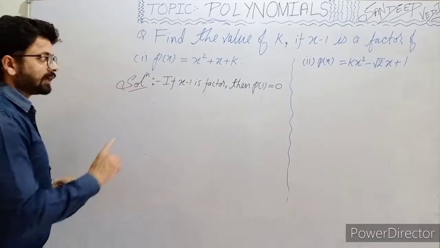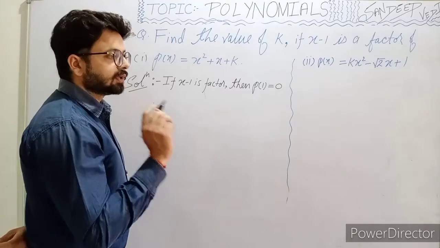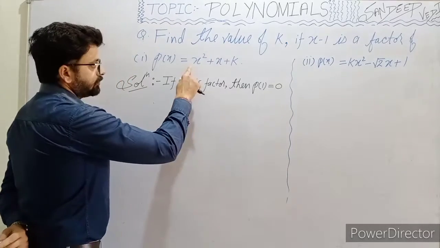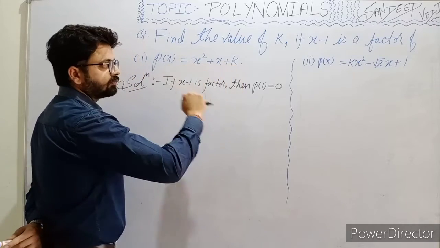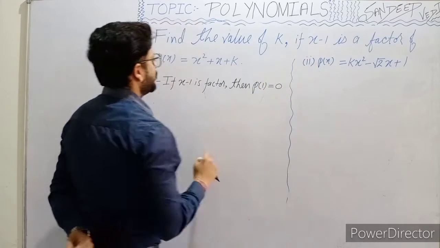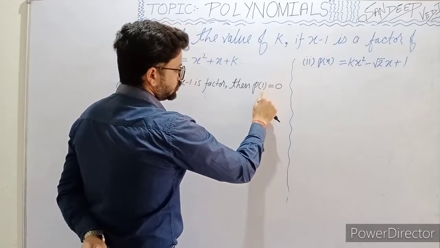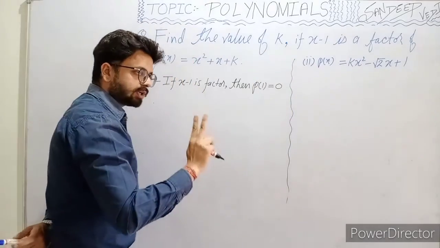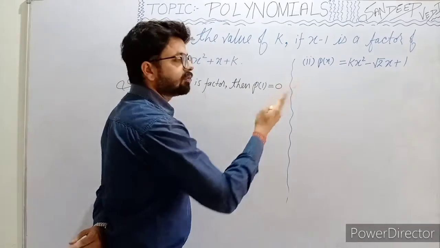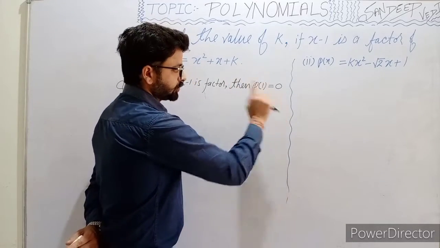So let's start with this question. Already we have discussed in the remainder theorem. If x square plus x plus k has one factor x minus 1, then definitely at x equal to 1, this polynomial becomes 0. It means its remainder will come 0. This polynomial's remainder will come 0.